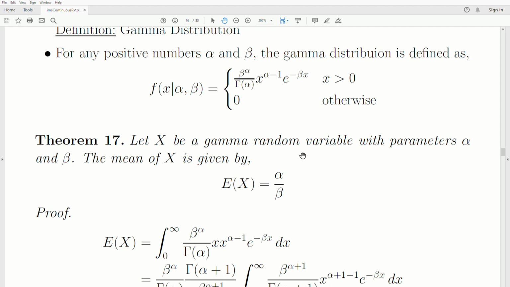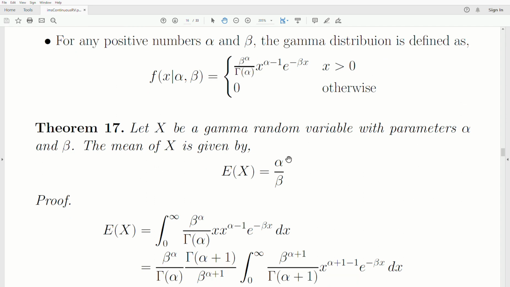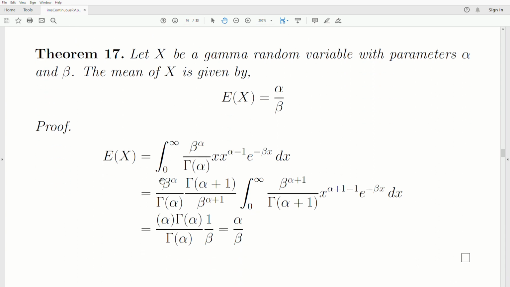Let x be a gamma random variable with parameters alpha and beta. The mean of x is given by alpha over beta. By definition, the expected value of x is you take x times the density integrated over all possible values. Well, we combine the x's, and that becomes x to the alpha plus 1 minus 1, e to the minus beta x.